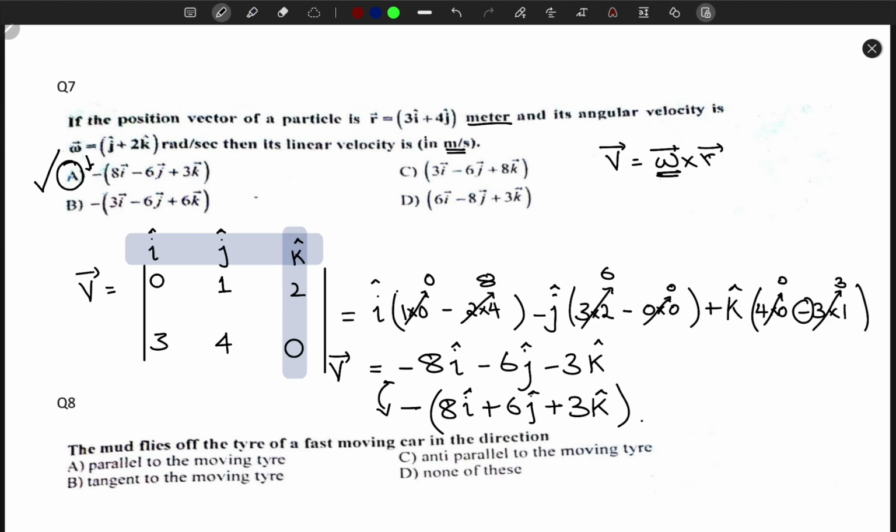Perfect, right? So now let's move on to question number 8.